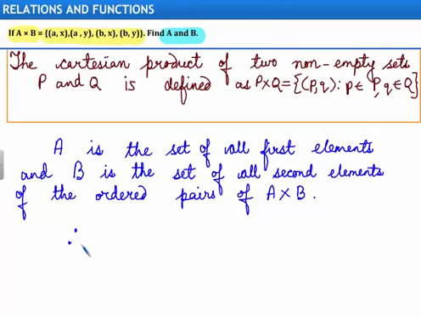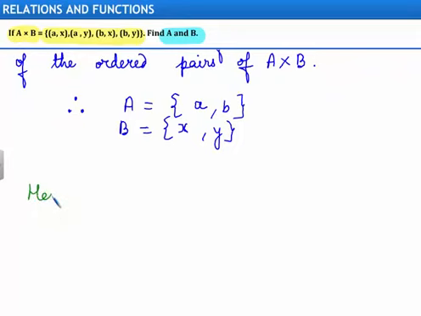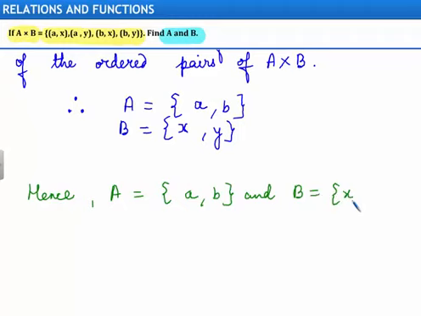Therefore, A will be equal to {a, b} and B will be equal to {x, y}. Hence, the set A is equal to {a, b} and the set B is equal to {x, y}. So with this we come to the end of the solution of this question.